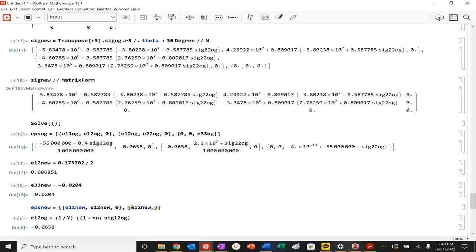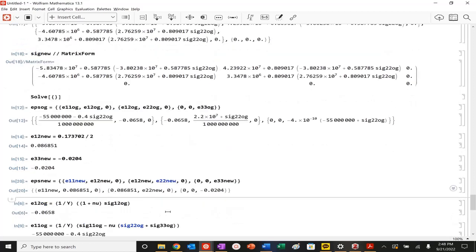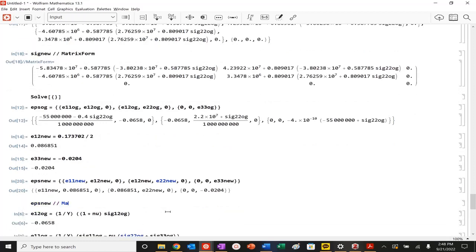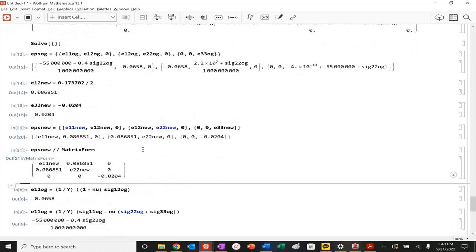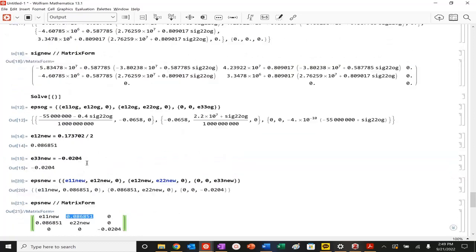There will most likely be a new strain in the 2-2, and there will not be a strain in the 2-3 because of that 0 there. So 0, 0, 0, and there will most likely again be a strain in the 3-3 because there seem to be some stresses elsewhere. Excellent. So we're seeing what we have to solve for: E11 new, E22 new, and sig22 OG.